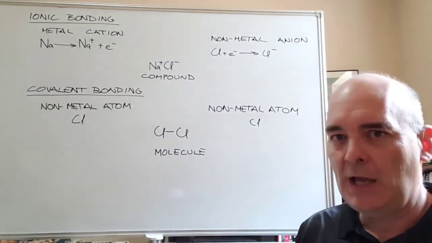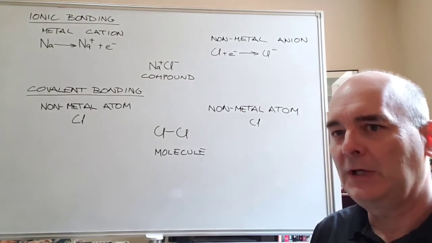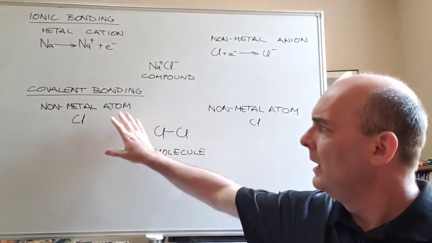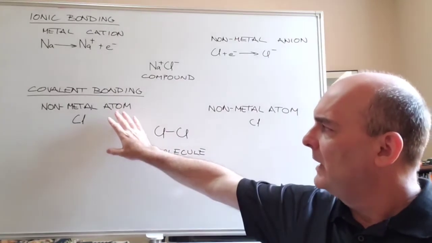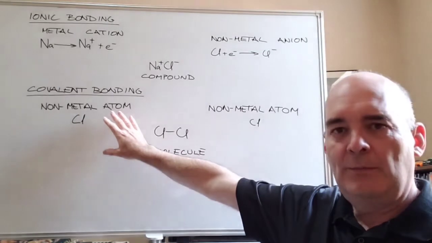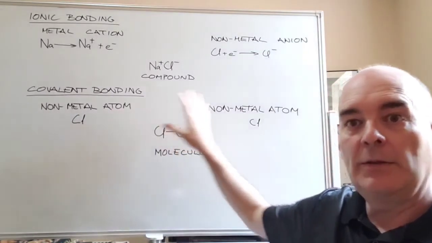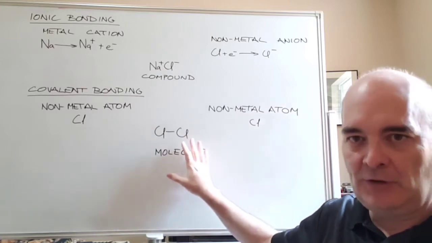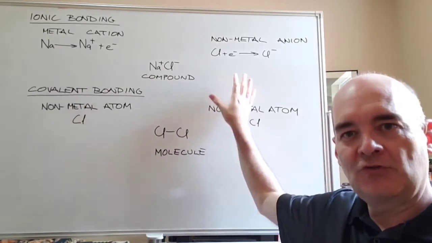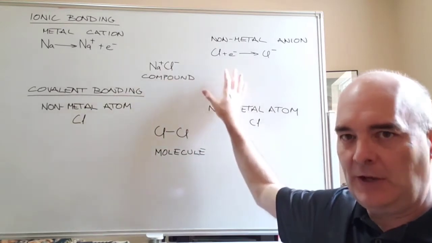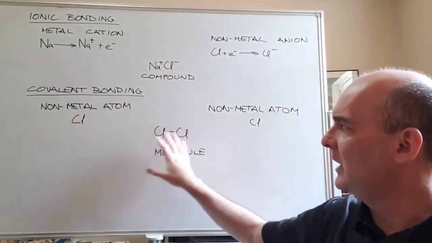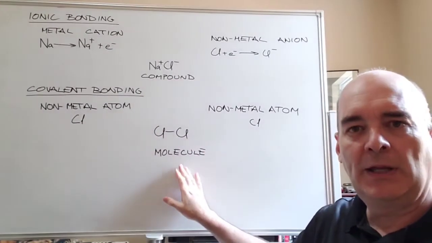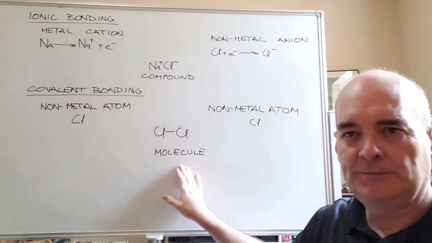Well, there's another type of bonding, and this type of bonding happens exclusively between non-metals. And it's called covalent bonding. And we're going to take a non-metal atom and another non-metal atom and allow them to share electrons. So there's no direct transfer as there was in ionic bonding. There's a sharing, and instead of making a compound, covalent bonding generates molecules.